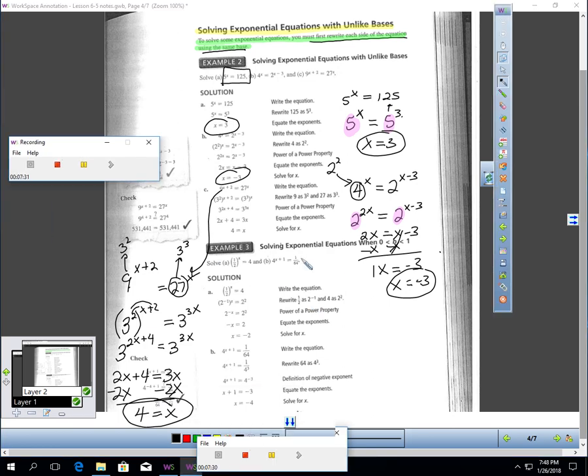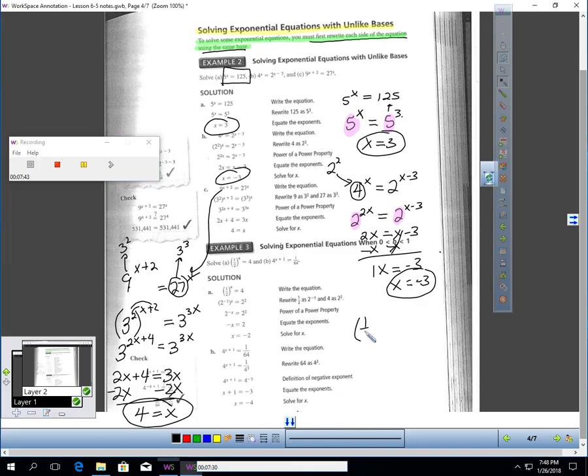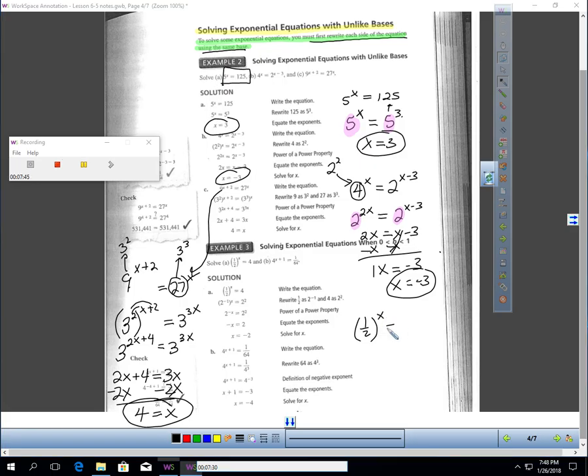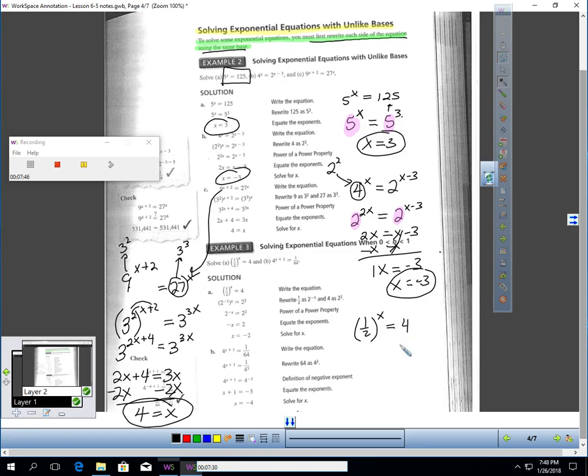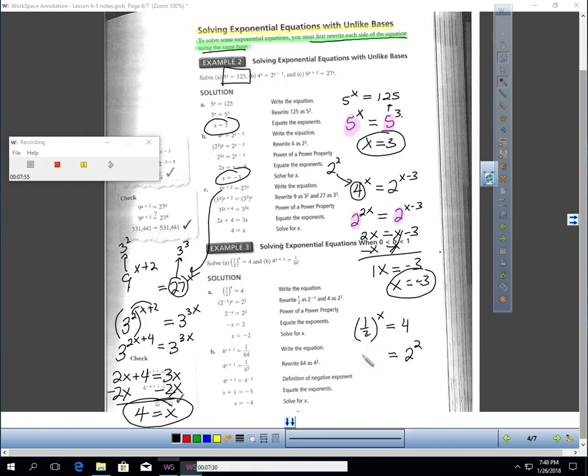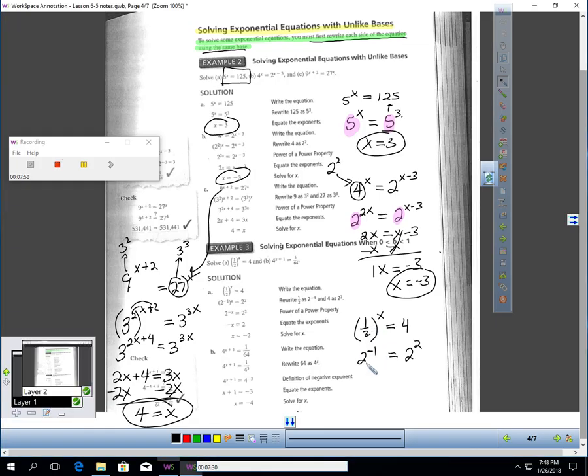This technique also works if you have problems that have fractional bases. It's just that we'll have to use negative exponents. Like, look at this one. We have 1/2 to the x power equals 4. Okay, now I know 4 is 2 to the second power. And think about a half. I can move 2 to the numerator if I take the, remember, negative first power? So 2 to the negative first power is a half, so I'm just rewriting this.